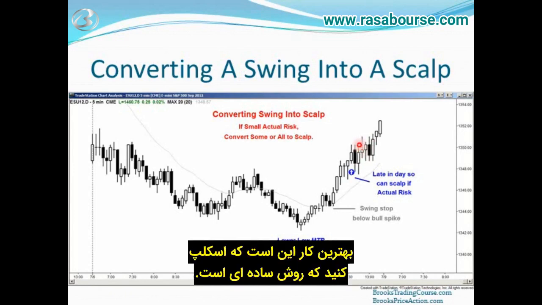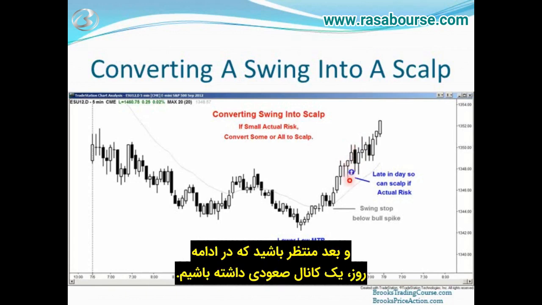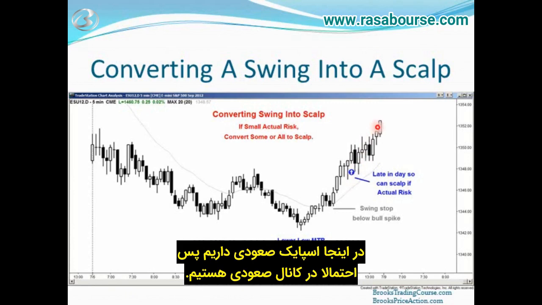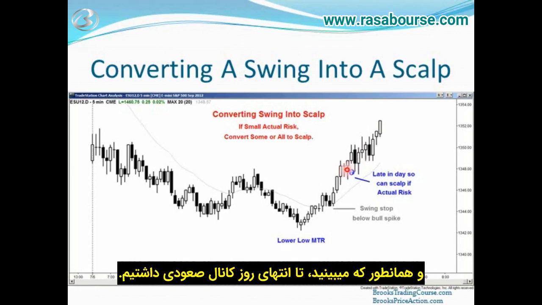Best thing to do, you can scalp out, which is an easy way to do it, or you can just take the swing trade when the market gets up here, put the stop below this low, and keep your fingers crossed that the market will rally in a channel up for the rest of the day. We have a spike here, so chances are we're going to be in a channel. We have two-sided trading here, so the market might be entering a channel, and it turns out that it in fact ended up as a channel for the rest of the day.